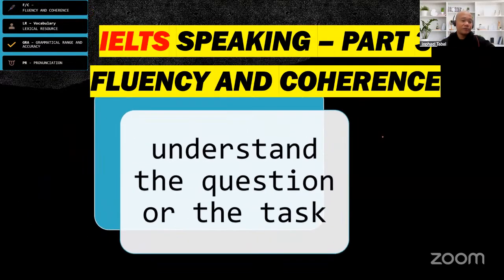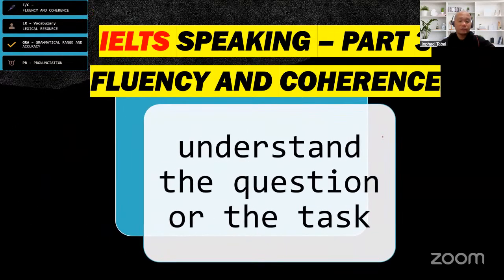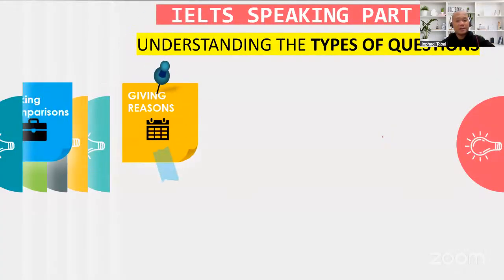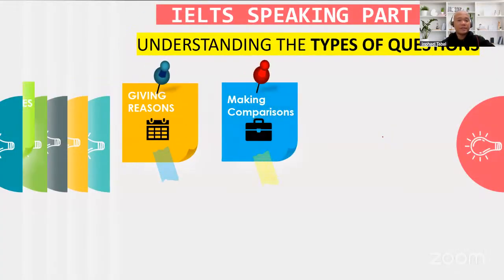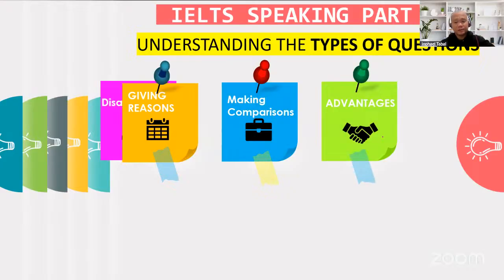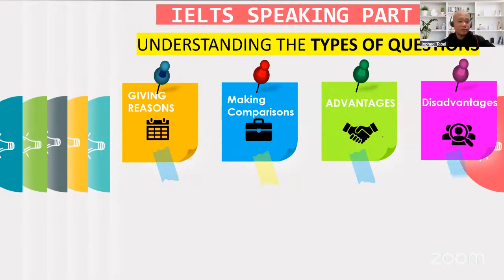Now, let us first check here, understand the question. So in IELTS speaking part 3, there are 3 general types of questions, okay? So we have giving reasons, questions that ask you to compare A and B, and questions that ask you to give the advantages and or disadvantages. So these are the 3 main types of questions.